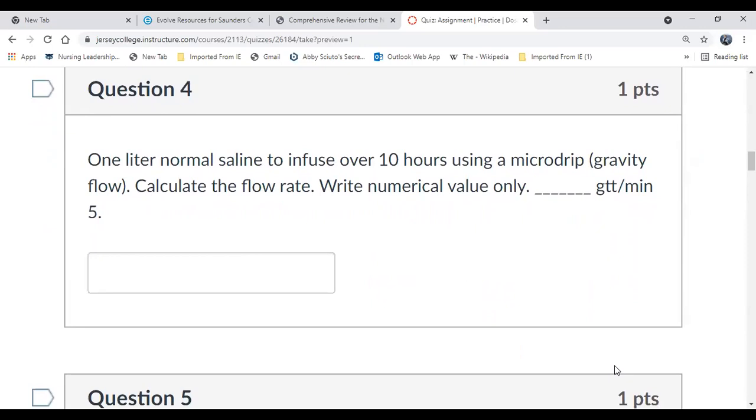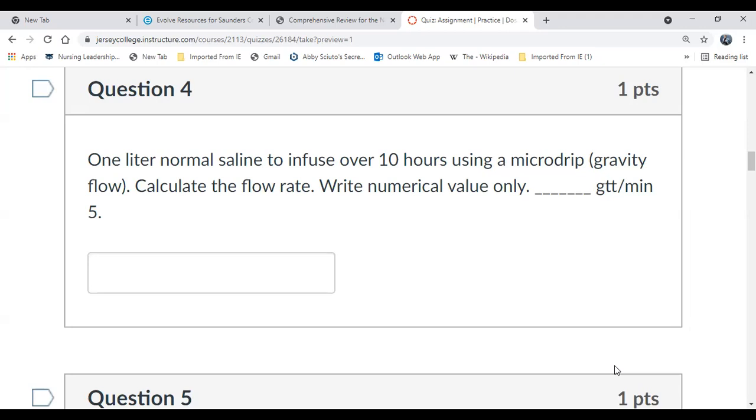Okay, so here we have calculate the flow rate. Now it didn't tell us how they want it, but if you look at your answer there, it says drips per minute. You have a volume here, and you have a time here, and you have a drip rate. It's a micro drip, which I just said was what? 60 drops per minute, right? So let's just calculate what we have here.